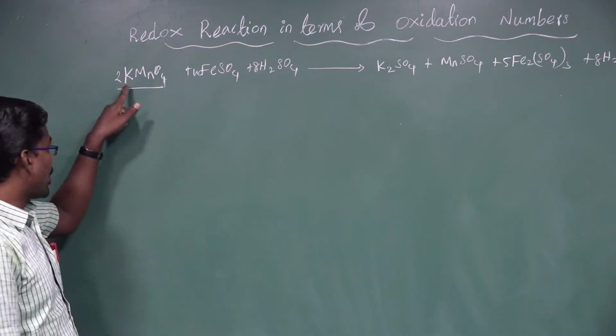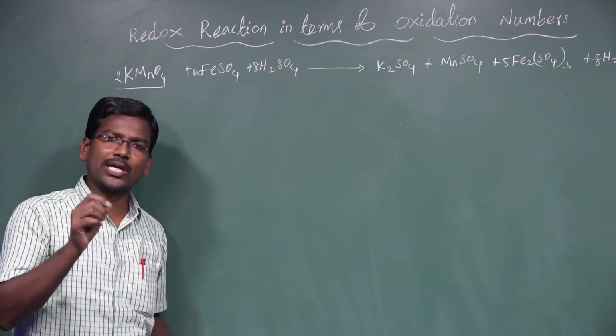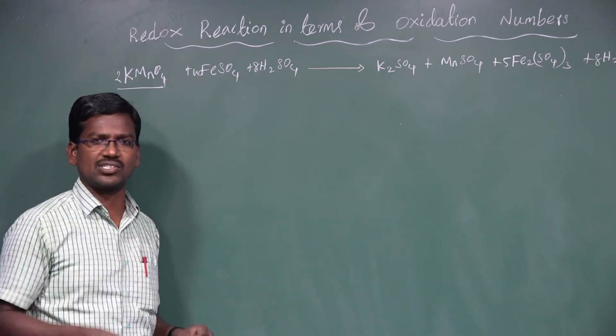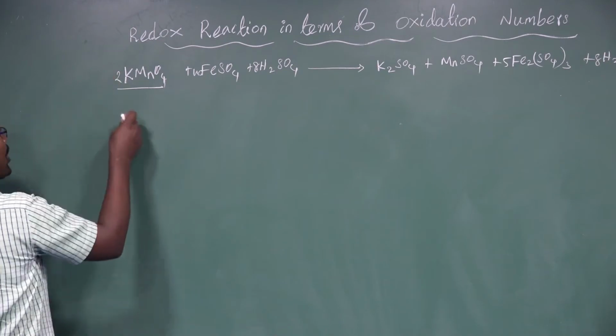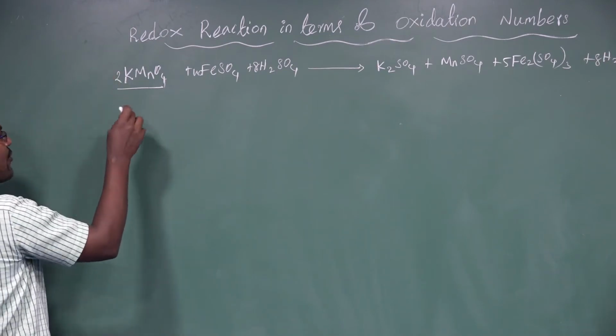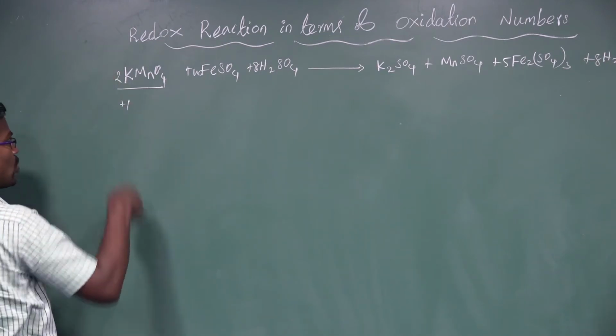Okay. Potassium is an alkali metal. Potassium always exhibits the plus 1 oxidation state. That's why the oxidation number of potassium can be expressed as plus 1.